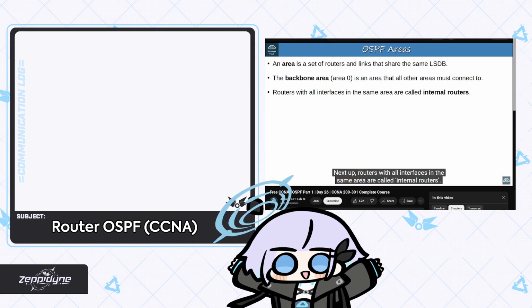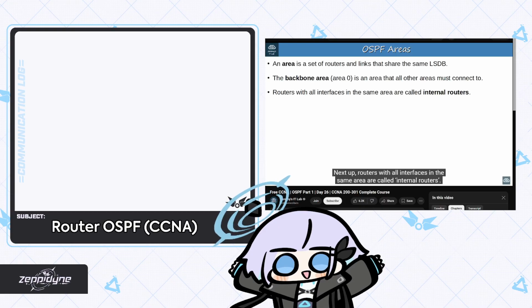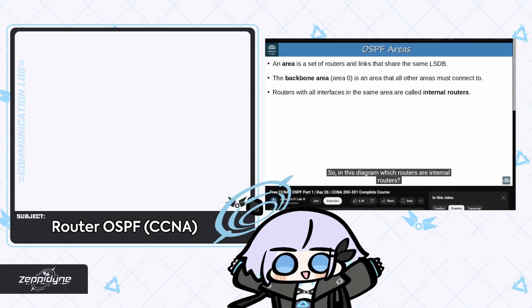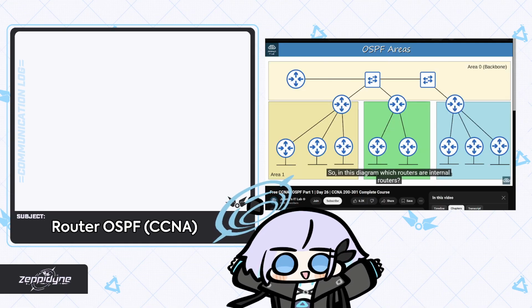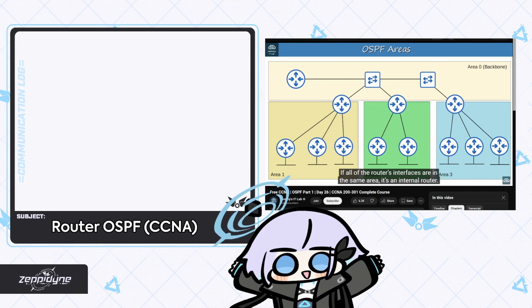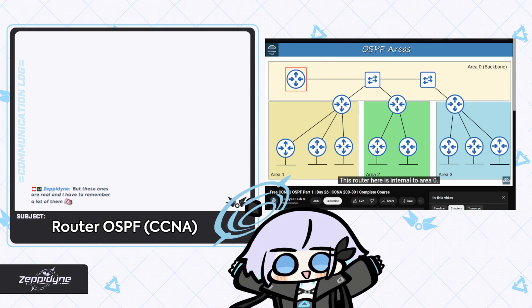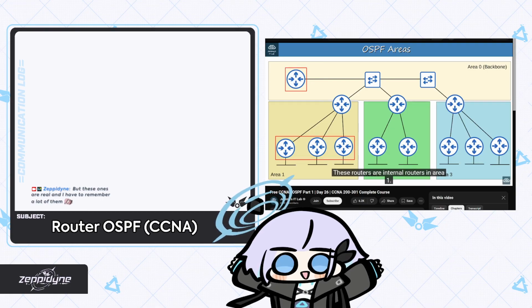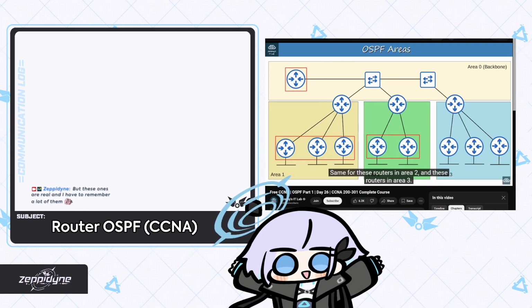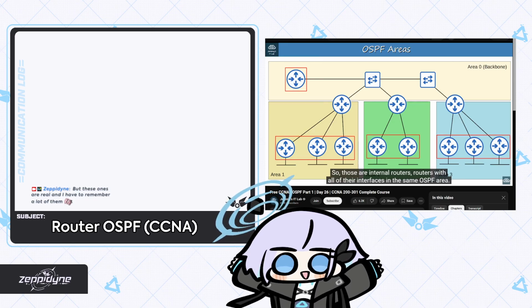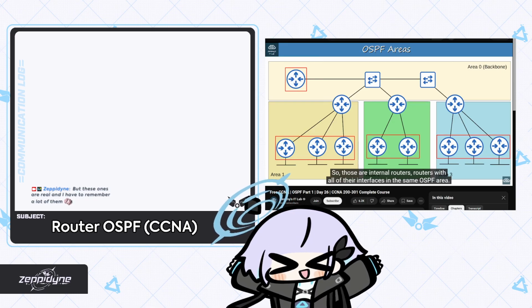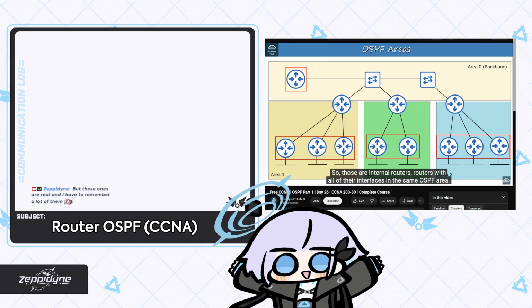Next up, routers with all interfaces in the same area are called internal routers. So in this diagram, which routers are internal routers? If all of the router's interfaces are in the same area, it's an internal router. This router here is internal to Area 0. These routers are internal routers in Area 1. Same for these routers in Area 2, and these routers in Area 3. So those are internal routers. Routers with all of their interfaces in the same OSPF area.